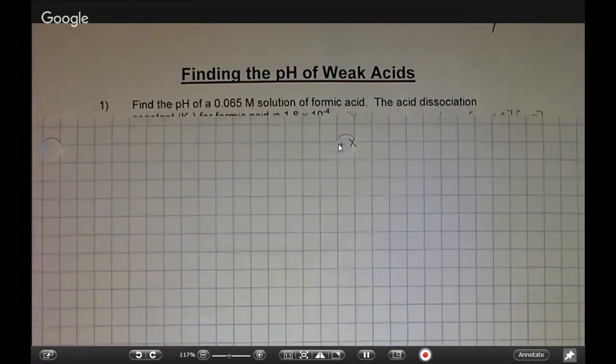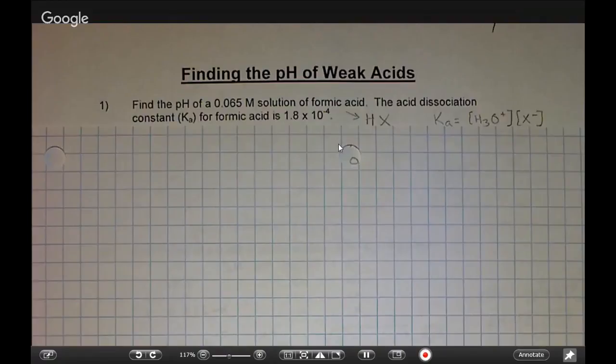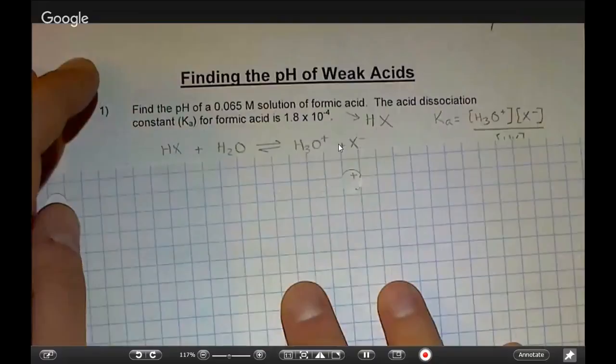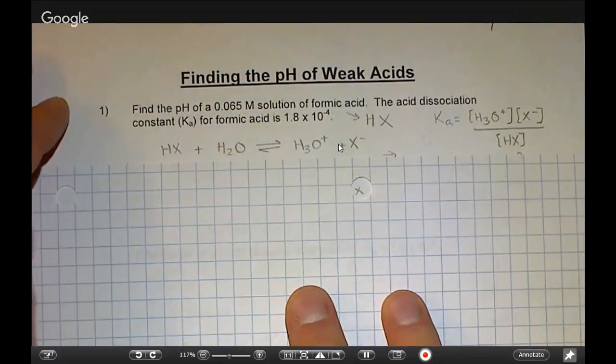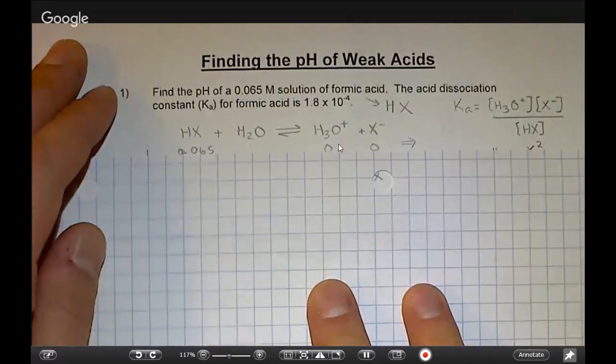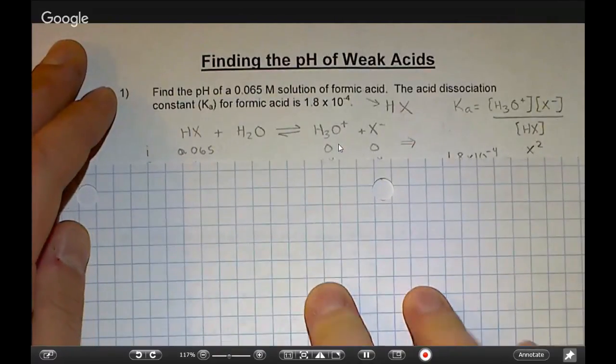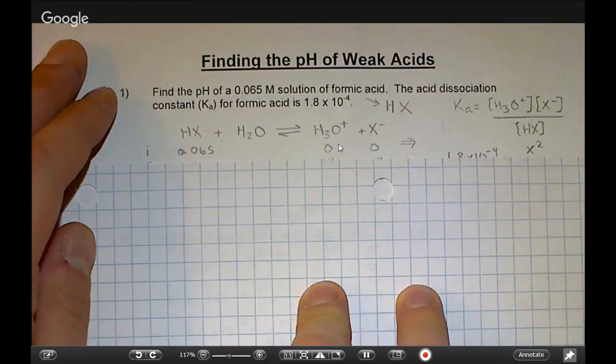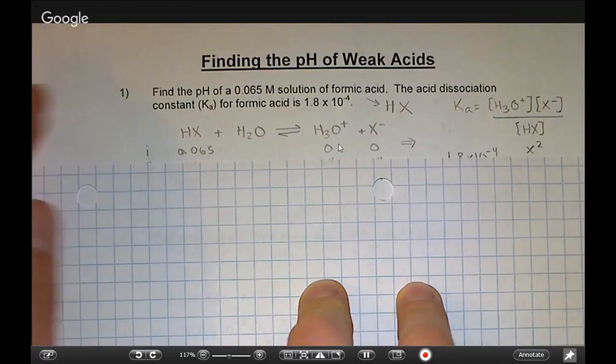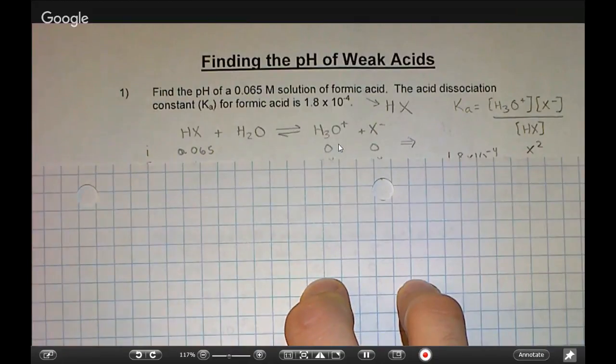So on the first problem you had, it asked you to find the pH of a 0.065 molar solution of formic acid. I just went ahead and called this HX just to save us some space. It says the acid dissociation constant, which is like our weak acid equilibrium constant, for formic acid is 1.8 times 10 to the minus 4. So what I went ahead and did is I set up my equilibrium equation, indicated that my initial concentration of the HX is 0.065 molar, and we have no products to begin with. Again, there's nothing we put for water because water is pure and it's not part of our equilibrium expression.